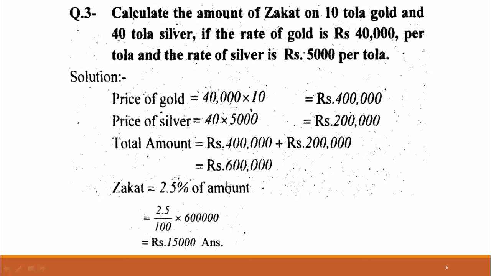Now, what is the amount of zakat for the 6 lakh rupees? The amount of zakat for 100 rupees is 2.5. 2.5% means the zakat rate for 100 rupees is 2.5. Now what will be the zakat for 6 lakh rupees? So 2.5 divided by 100, or we can write 1 over 40, multiplied by 6 lakh, and this is equal to 15,000. So 15,000 is the zakat for this person.